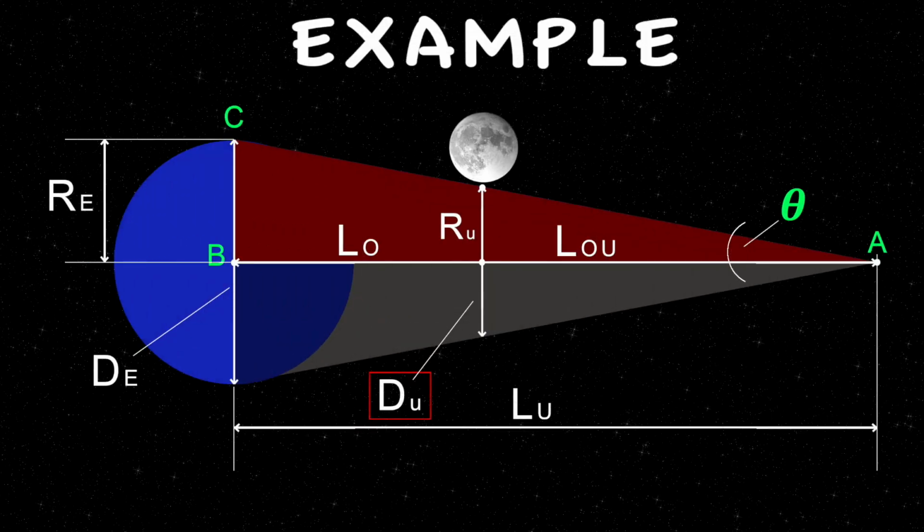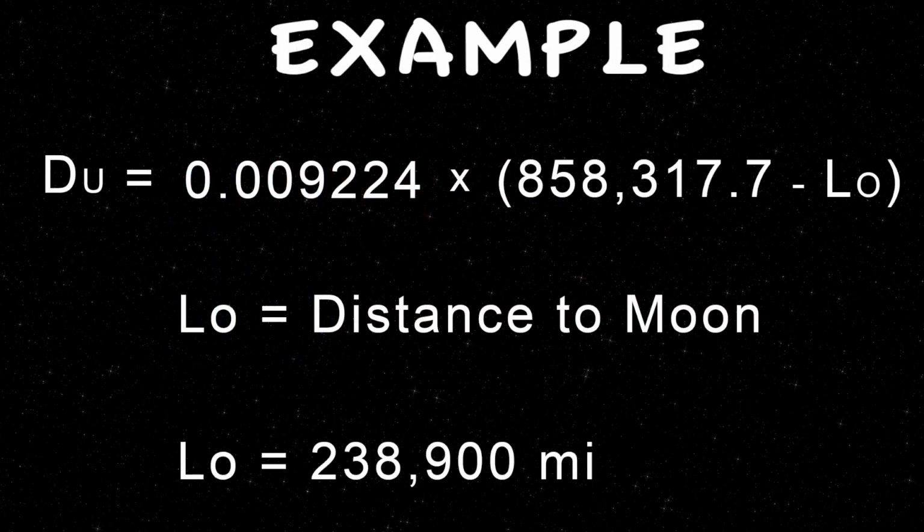Let's do an example to show this formula at work. Let's use the moon as our object, and we'll see how wide the umbra is when the moon passes directly through it. Putting up our formula again, we now can fill in the value for L sub o with that for the distance of the moon, and that value is 238,900 miles. Remember that the moon's orbit is not a circle, but an ellipse, so its distance from the Earth will vary between 225,623 miles and 252,088 miles. We are using an in-between distance value for our calculation.